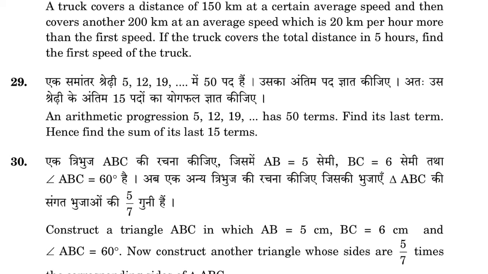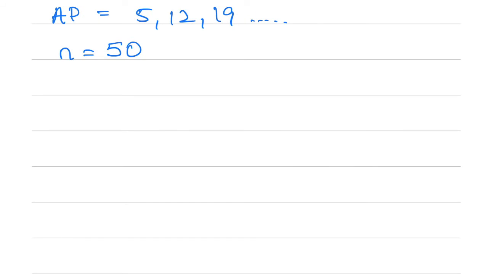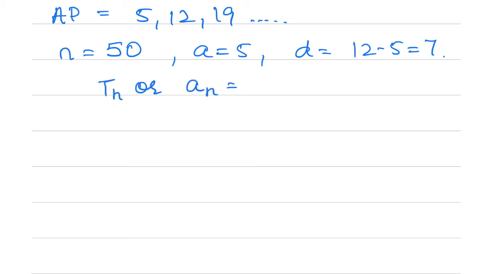Question number 29. In this question we are given an AP, that is 5, 12, 19 and so on, and there are 50 terms in this AP, and we have to find its last term, and also we have to find the sum of last 15 terms. So let's see, a is equal to 5 here and d is equal to 12 minus 5, so it is equal to 7, and we know Tn or An is equal to a plus n minus 1 into d.